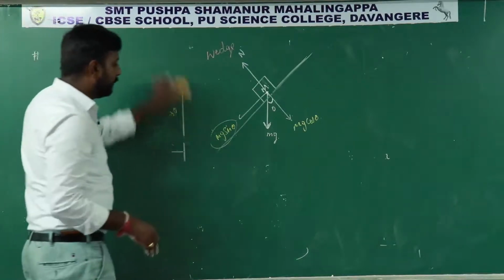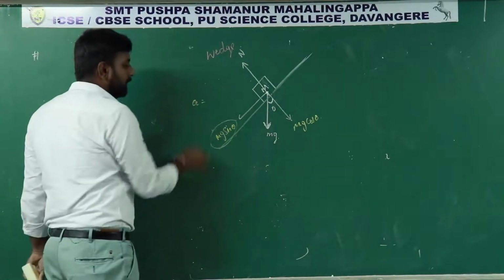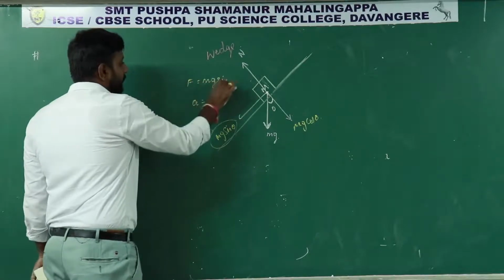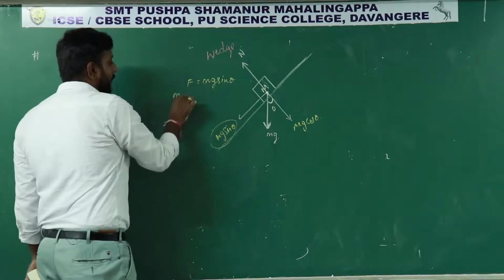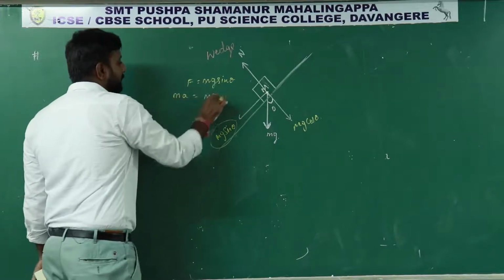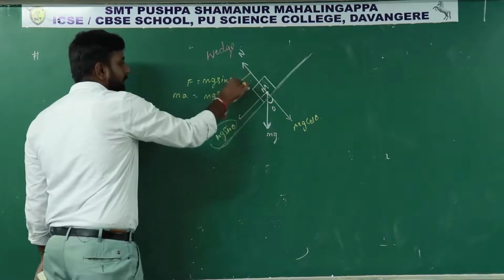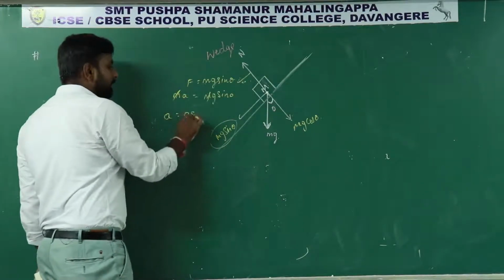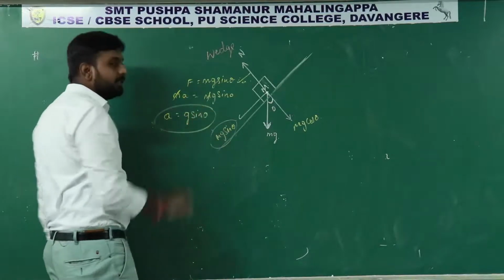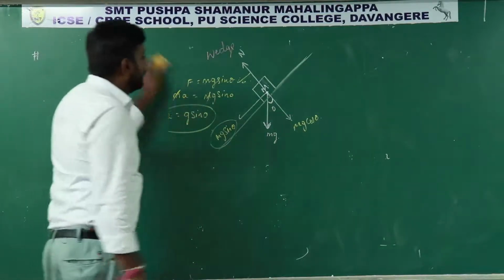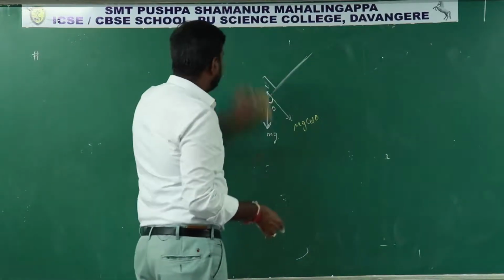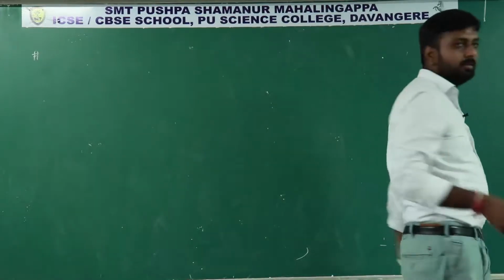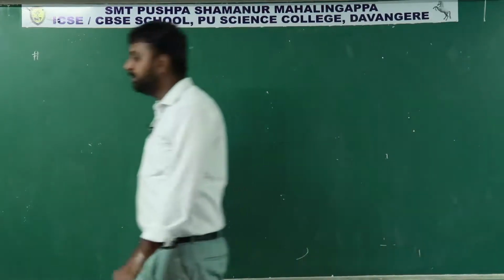So the force is mg sin theta. What is the acceleration downwards? Force is equal to mg sin theta, that is downwards, so mass times acceleration is equal to mg sin theta. The block is moving downward, right? Then m and m will get cancelled. The acceleration in this direction is g sin theta on a frictionless surface. There will be no friction between the block and the surface. In that case, the acceleration of the block coming downward is g sin theta.